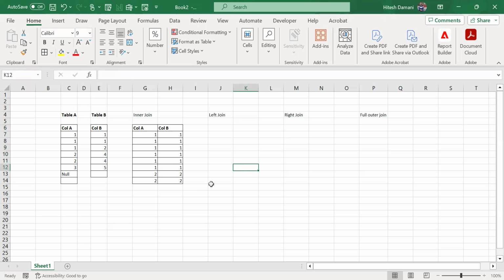Now, what will be the result set of left join, right? So left join is nothing but, in left join, we will get all the records of the left table and the matching records of both the tables, right?